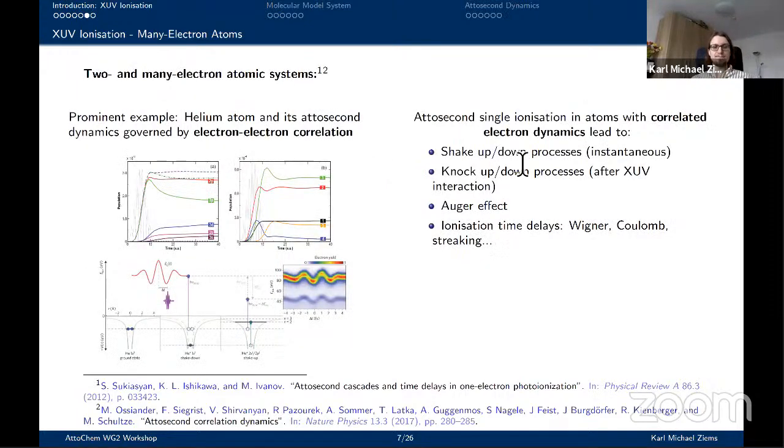Okay, so we've seen that in the literature, for atomic systems, there's quite a lot of work around, also for not just one single active electron, but also two and many-body electron systems. And in general, shake-up and shake-down processes are well known, knock-up processes, then Auger effects, as you heard yesterday, and of course, very famously, ionization time delays, such as Wigner time delay, Coulomb, and streaking.